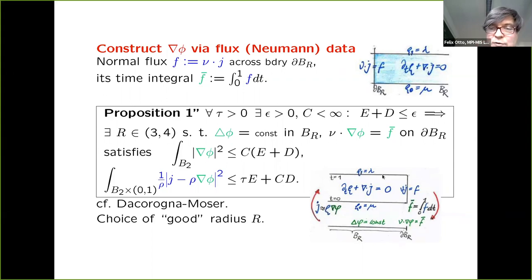And the way we pass from one to the other is the following. We look at the normal flux on our ball of radius r, which by the way has to be well chosen. So we capture the flux there. We integrate it in time, that gives the f bar. Those are the Neumann data for the Poisson equation. Then we take the gradient and we multiply it with rho, and that's what this states, a good approximation to the flux. So that's the more fluids-type, or Eulerian, perspective on how to do this harmonic approximation.